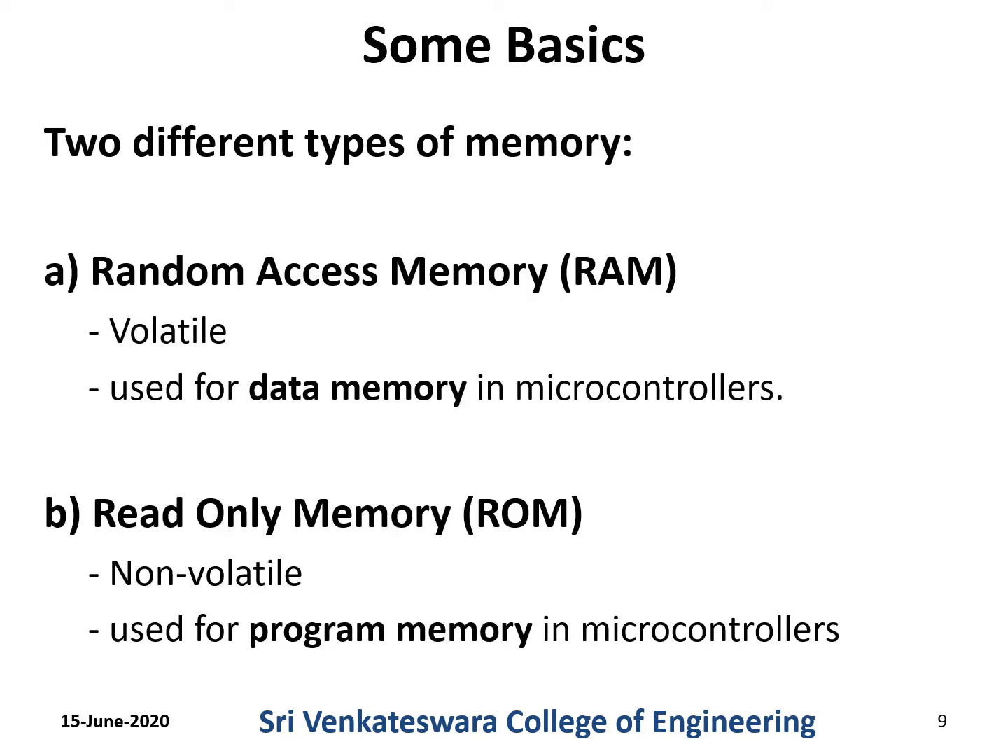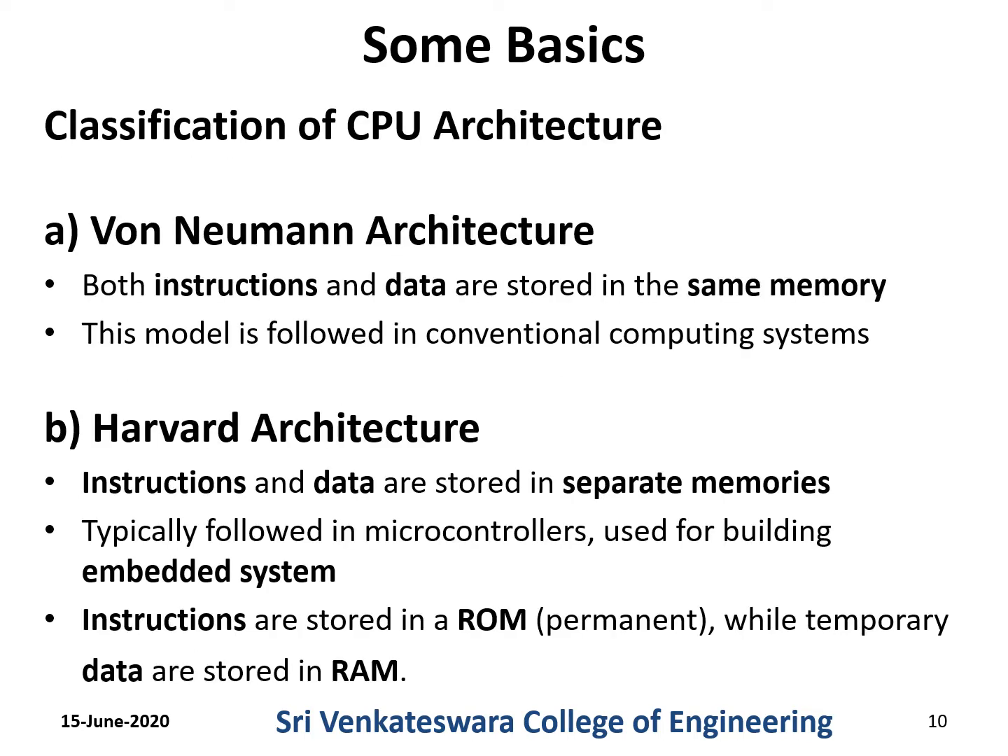In most of the embedded systems, microcontrollers make use of random access memory and read-only memory for specific purposes. RAM, which is volatile, is used as data memory, and ROM, which is non-volatile, is used as program memory in most of the embedded systems. In the previous slides, we saw how CPUs can be classified with respect to instruction set architecture.